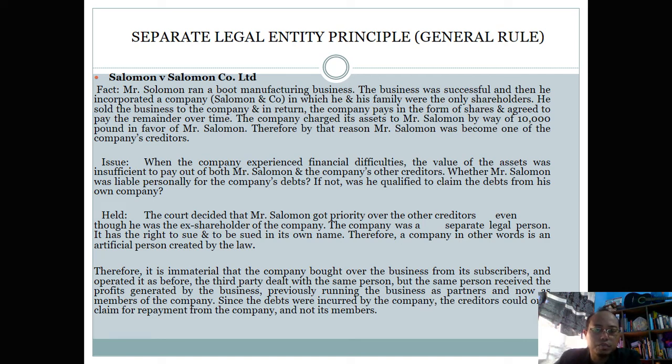Separate legal entity principle. According to the case of Solomon against Solomon Company Limited, what happened in this case?